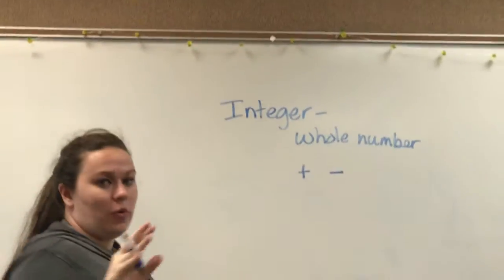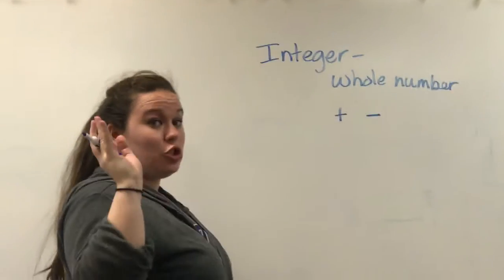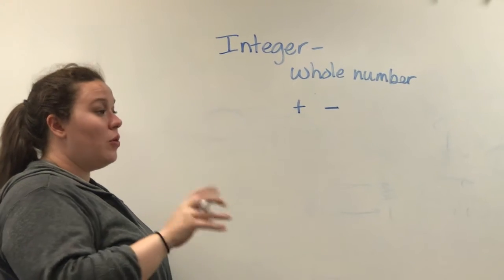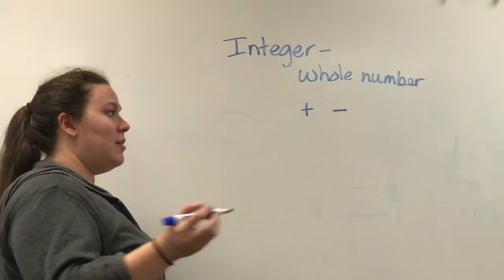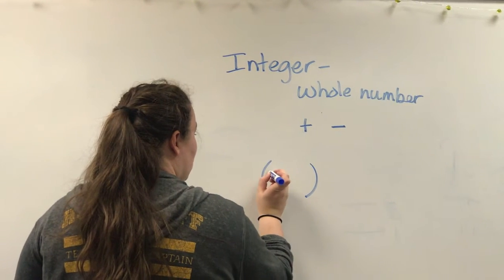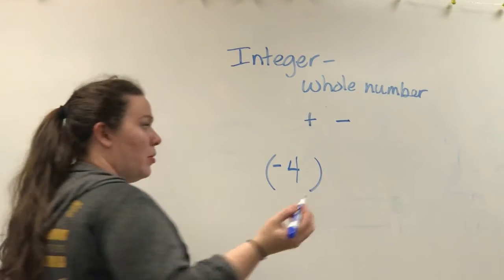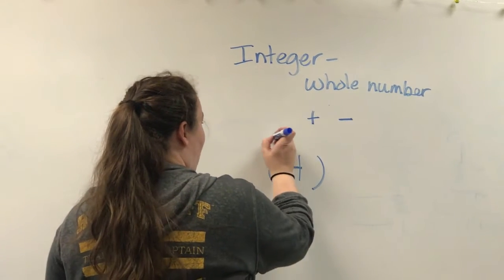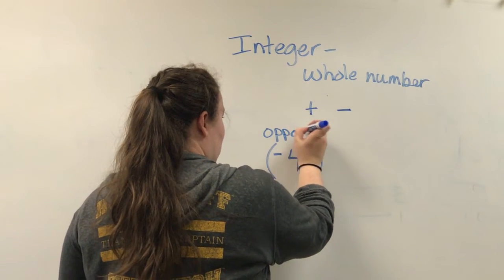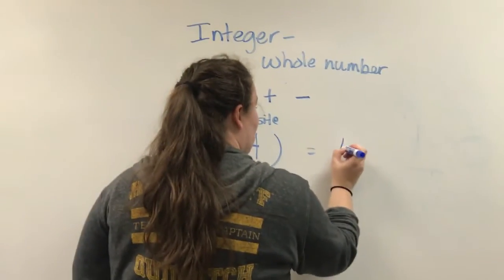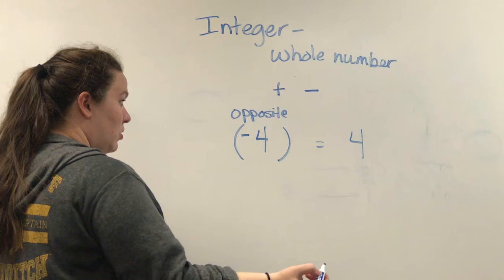On the front of your worksheet, you're not going to have a problem with that. Just do all of the ones on the front. It's not going to be a problem. The ones on the back are a little bit tricky. If it gives you negative 4 in parentheses, and if it asks for the opposite of it, opposite of negative 4, your answer is going to be 4.